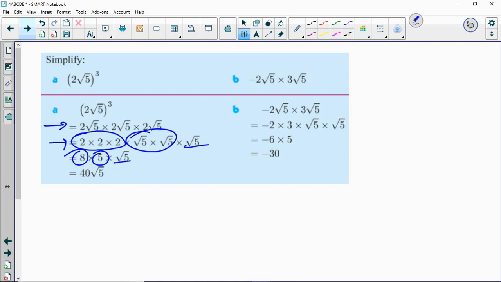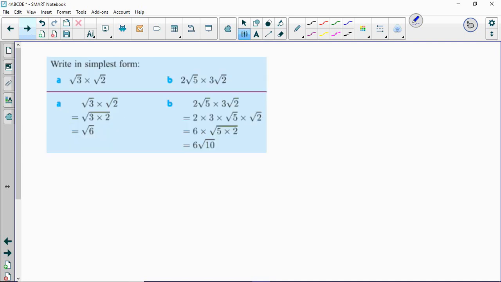We got a similar thing happening on the right. It's always a good idea to collect your non-radical terms and deal with them separately. So we've got negative 2 multiplied by 3, which is of course negative 6. And then you deal with your radicals. We got square root of 5 times square root of 5. Again, that just gives us 5. 6 times 5 is 30. Make it negative. Boom, we're done.